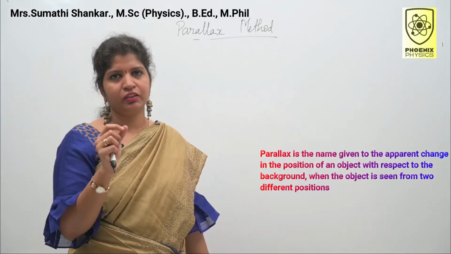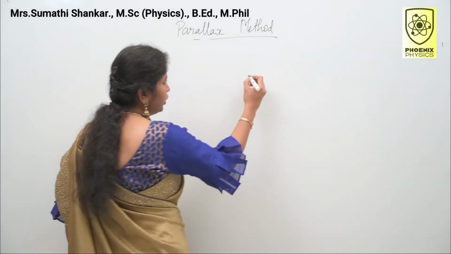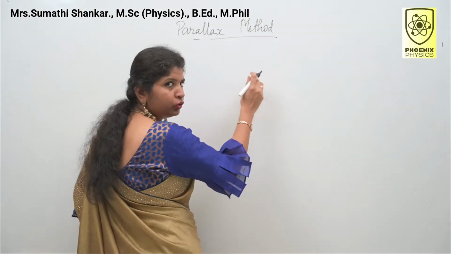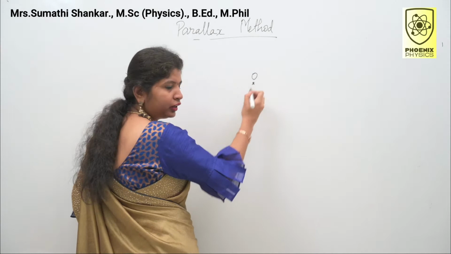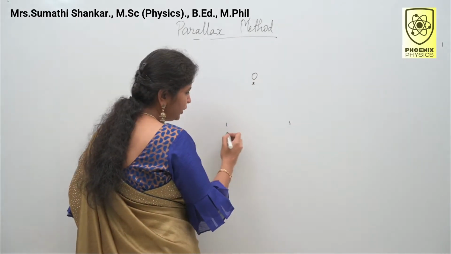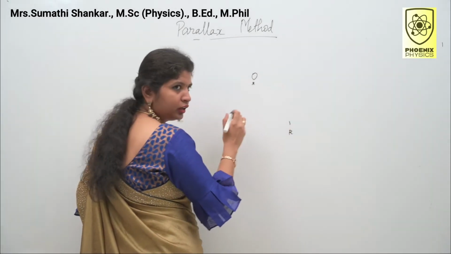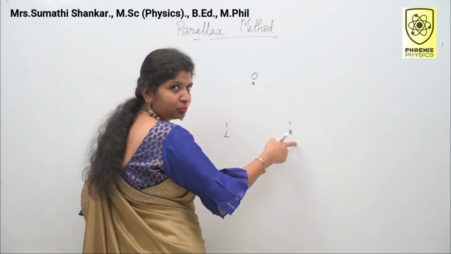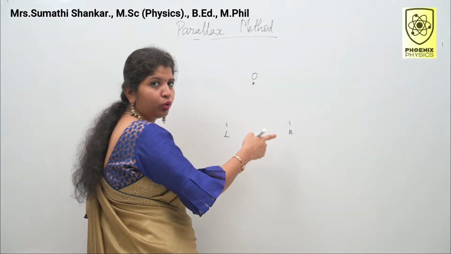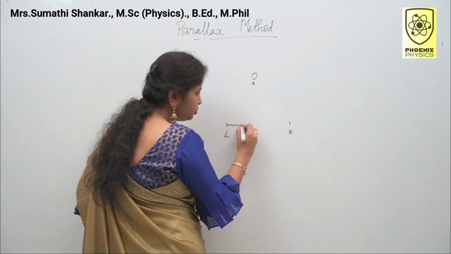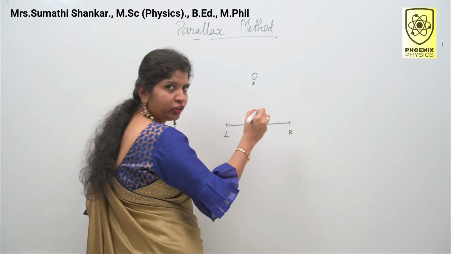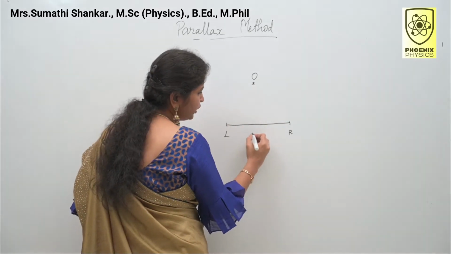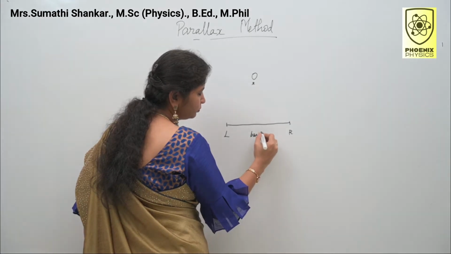This is parallax. Suppose O is our object. I am going to view this object from two different positions, L and R. Consider L is my left eye position and R is my right eye position. You know what is basis? The distance between two points of observation is the basis. So this is our basis B.